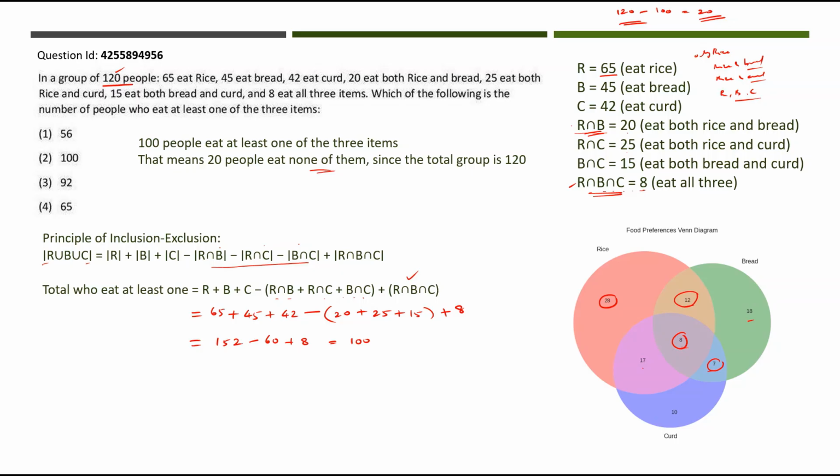Now, how do we get 100 from this particular diagram? 28 plus 12 will give you 40. 40 plus 25 will give you 65. 65 plus 10 will give you 75. 75 plus another 25 will give you 100. Overall, when you add all the numbers in the Venn diagram, you will get 100, which tells that 100 people eat at least one of the three items. So from this we can mark option number 2, 100 as the right answer.